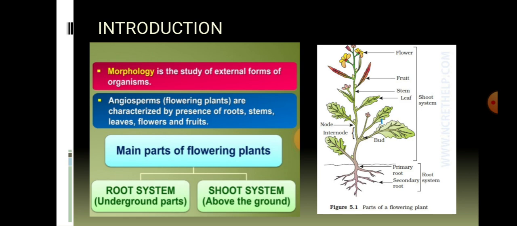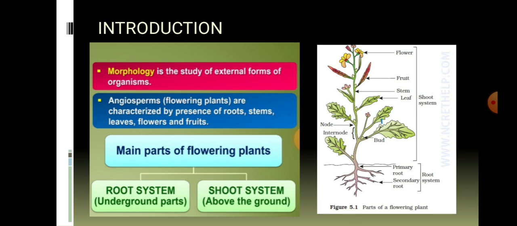First, introduction about morphology of flowering plant. Morphology is the study of external form of organisms. Angiosperms are characterized by the presence of roots, stems, leaves, flowers and fruits. Scientifically, morphology of a plant is defined as the study of shape, size, color, order, special features, etc.